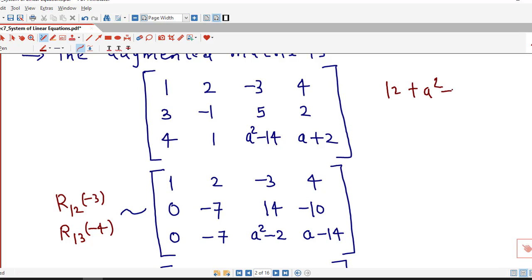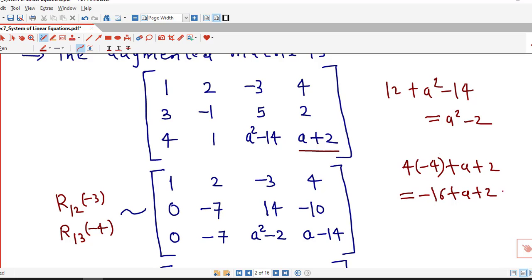12 plus a square minus 14, which is nothing but a square minus 2. And again 2 into minus 4, which is minus 8, plus we have to multiply first row by minus 4. So 4 into minus 4 and adding in third row. So this is minus 16 plus a plus 2, which is a minus 14, which we have written here.